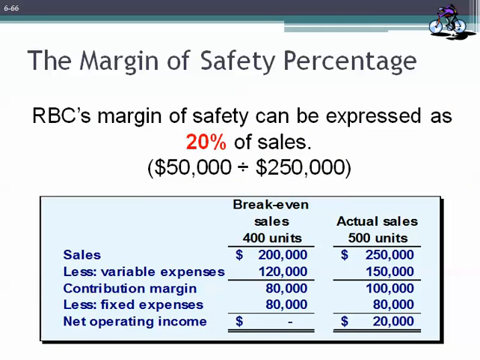We can also express our margin of safety in terms of a percentage of sales, in which case for the racing bicycle company it would be 20%. That's our $50,000 safety margin divided by our current sales of $250,000.